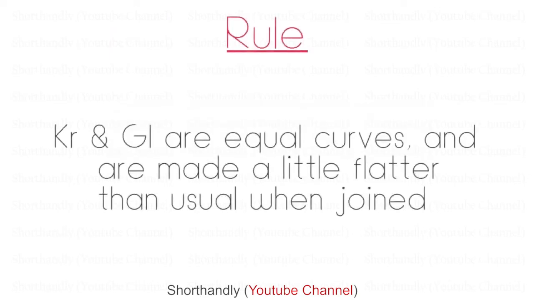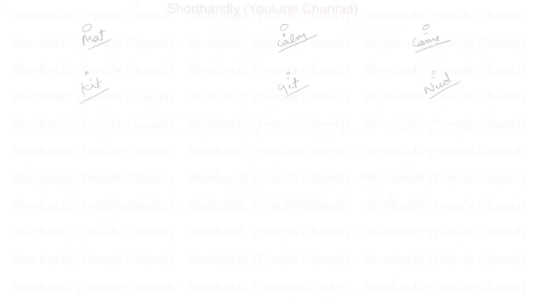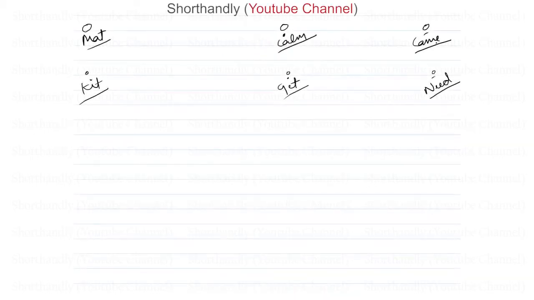Alright, so let's look at what this statement says. It says K and R and G and L are equal curves and are made a little flatter than usual when joined. To understand this statement, we'll take some examples. First of all, we have these vowels here, and we will make these four characters: K, R, G, and L.